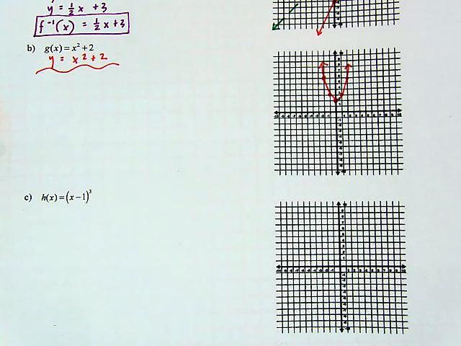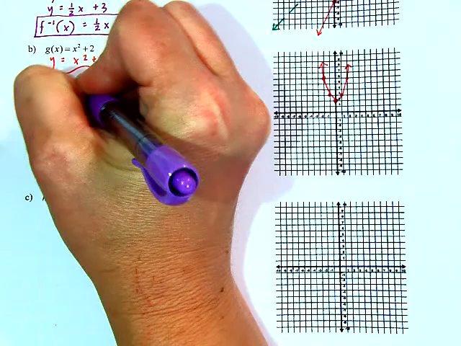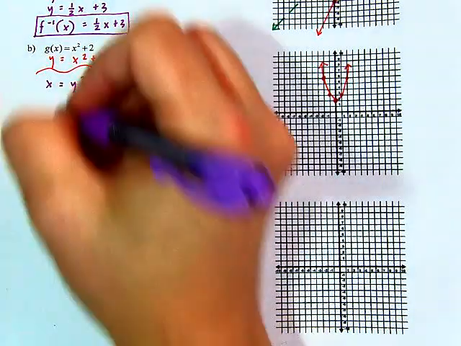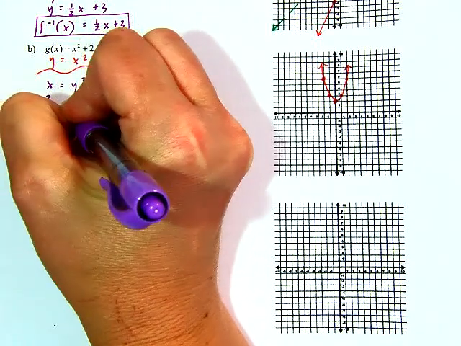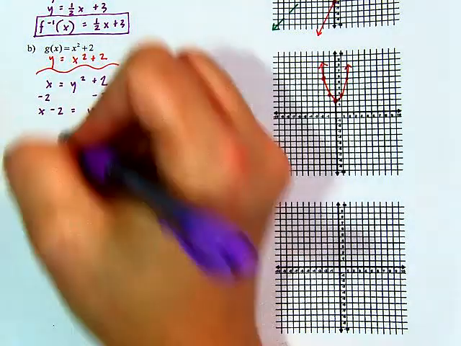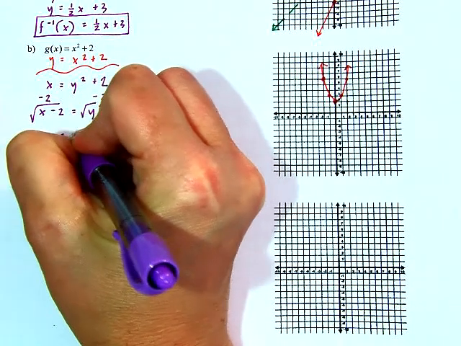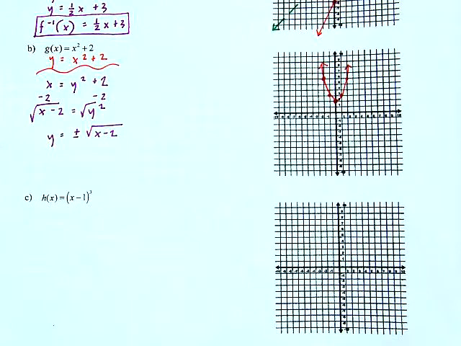Here I have to derive it. Let me swap the x and y values. x equals y squared plus 2. I'm trying to solve for y, so I'm going to take away the 2. x minus 2 equals y squared. Still trying to solve for y, so I want to unlock the square by taking the square root of each side. And y equals plus or minus the square root of x minus 2.